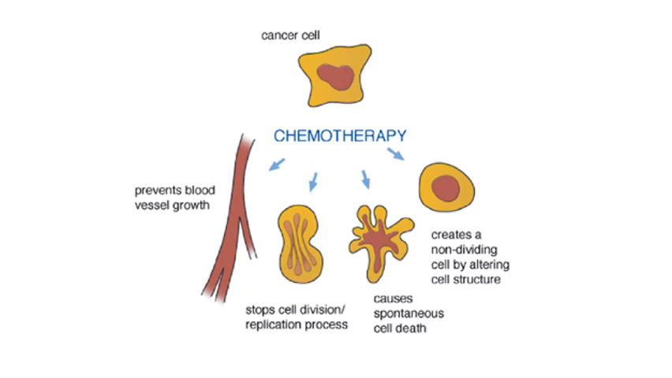You can also use chemotherapy that causes spontaneous cell death. It just goes in there and kills off those cancer cells. And you can also have chemotherapy that changes the cell structure so it can't multiply properly.